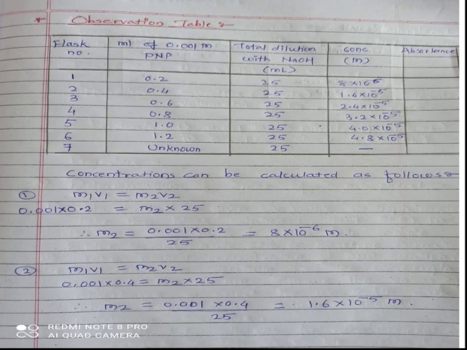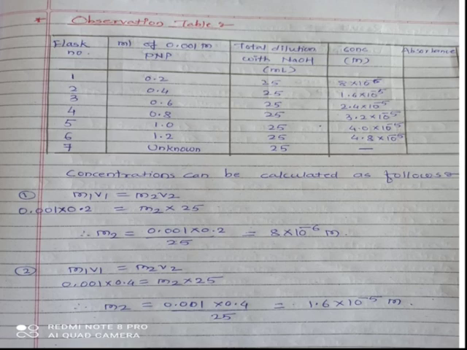Then prepare an observation table like this. First column is the flask number, 1 to 7. Second is ml of 0.001 molar para-nitrophenol taken. Third one is the total dilution with sodium hydroxide. Dilute all the solutions to 25 ml. And the next column is for concentration, which is in molar. I have written all the calculated concentrations here. How the concentrations are calculated is written here. And the last column is of absorbance, which will be noted from the UV visible spectrophotometer.